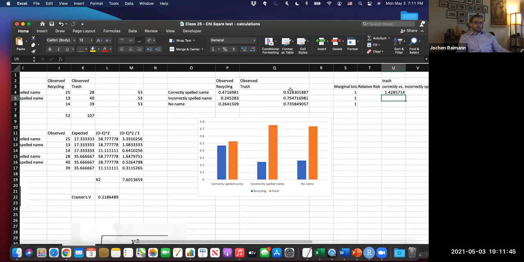Because if it's 1, it's the same, right? Then there's no difference in the risk. But if the risk changes and it gets larger, it's important that you understand which one is your reference group. If it gets larger, you're essentially increasing your risk, so there's a clear risk increase. The reference group here is the correctly spelled name. You usually take the more conservative estimate. So you say, okay, if my name is spelled correctly, I'm least likely to trash it, but if somebody spells my name incorrectly, I'm more likely to trash it. This is the angle you're looking at this.